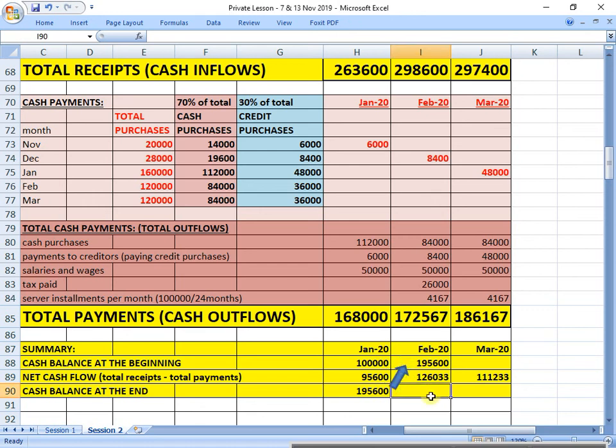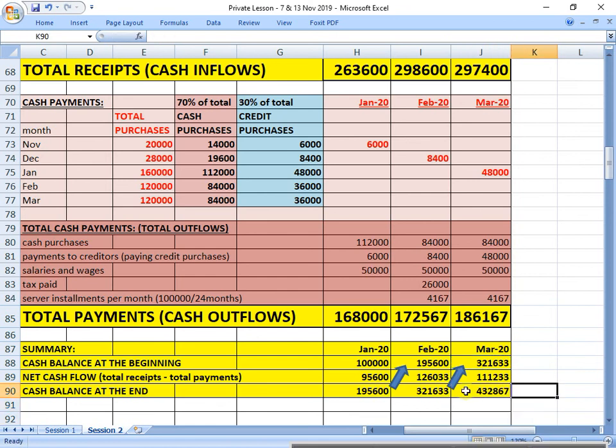Was February a good month? Yes, I made even more in Feb. Receipts more than payments. The net cash flow was positive. What you started with plus what you got during the month gives you what you ended with. End of Feb, beginning of March. Was March a good month? Yes, I made more in March.